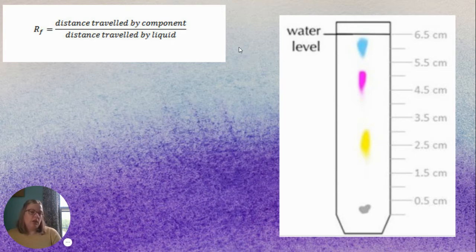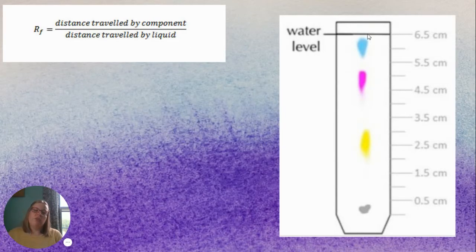The calculation that goes along with a chromatography of this type is something called the RF value. And RF stands for retention factor. So it's how well was this thing retained as it moved up with your solvent. It is a unitless number, and you have units in the calculation, but the actual answer should come out as a decimal with no unit on it. The calculation is the distance traveled by the component divided by the distance traveled by the liquid.